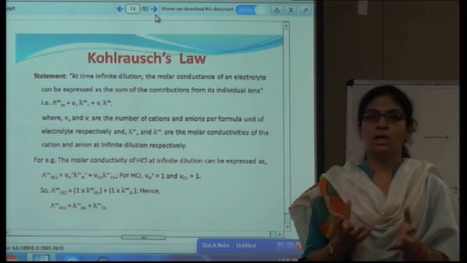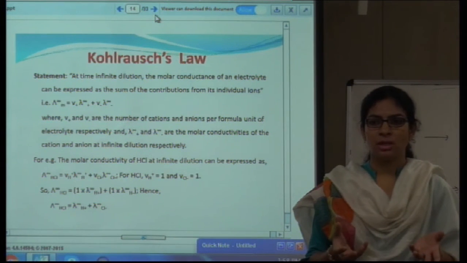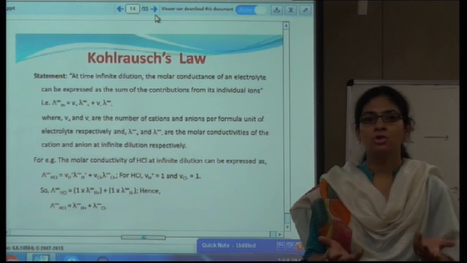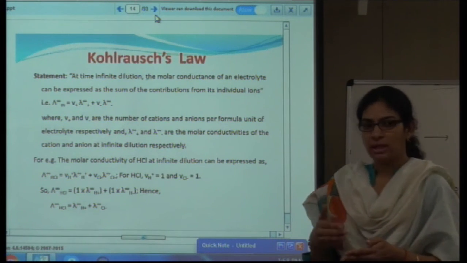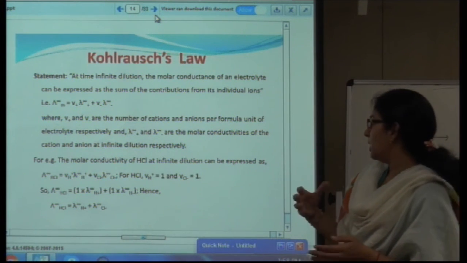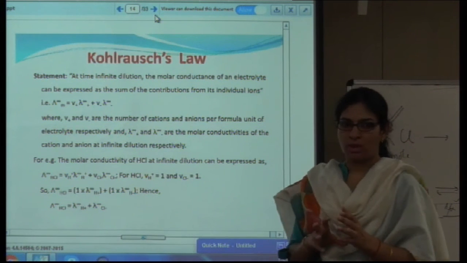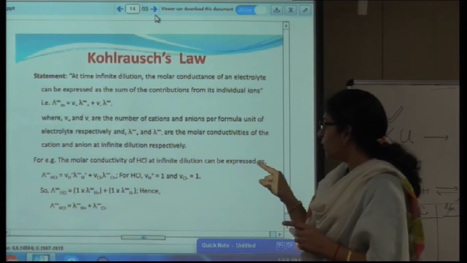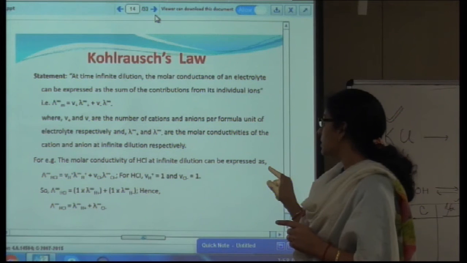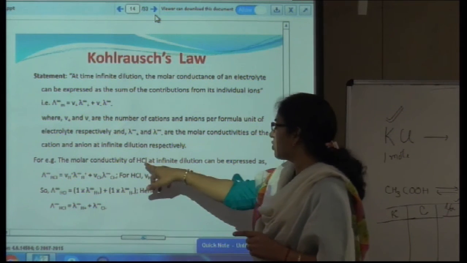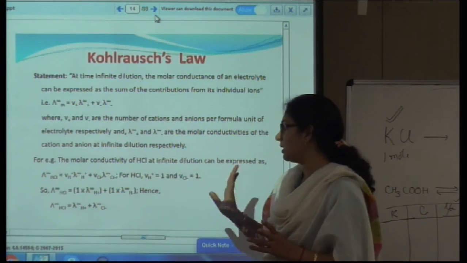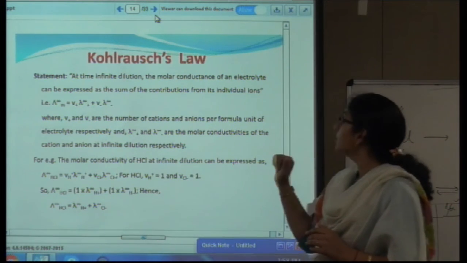What is known to you and easy to measure is the lambda m infinity of strong electrolytes. So you can express it in terms of what? If you want to calculate it for, say, HCl, this is a simple expression, it can be written like this.